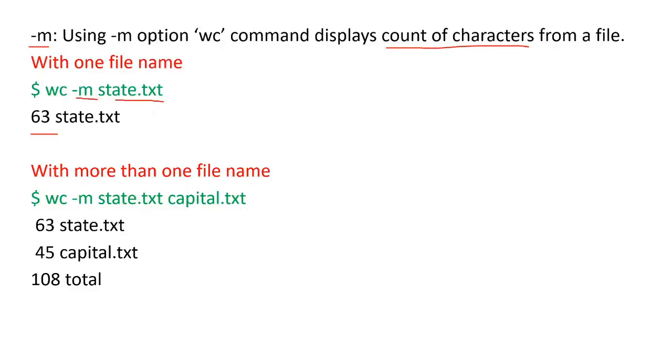But -c considers the bytes and -m considers the characters. You can also use -m with more than one file name. You can see here.